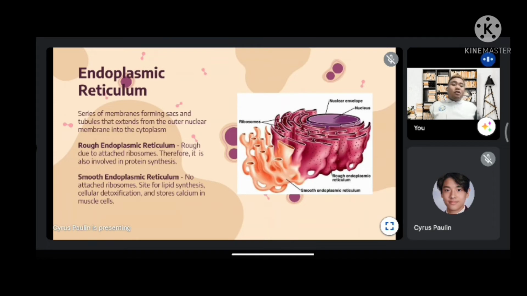Next is the smooth ER or smooth endoplasmic reticulum. There are no attached ribosomes in this reticulum. This is also the site for lipid synthesis, cellular detoxification, and it also stores calcium in the muscle cells, as we can see here in our diagram or photo.